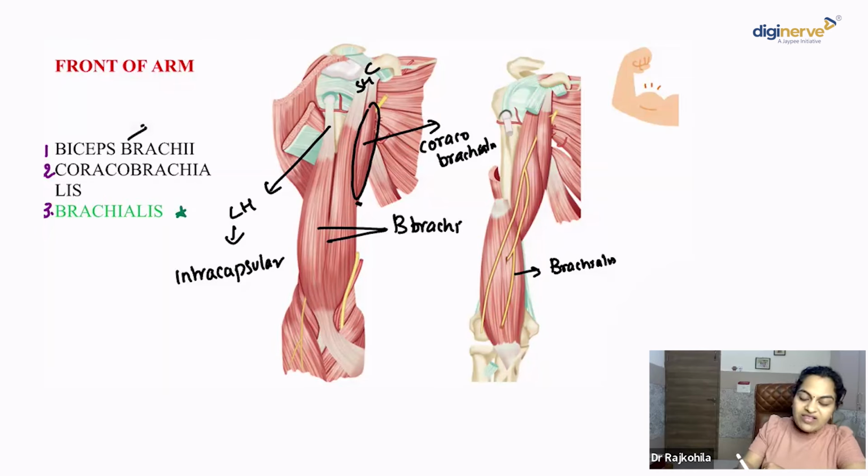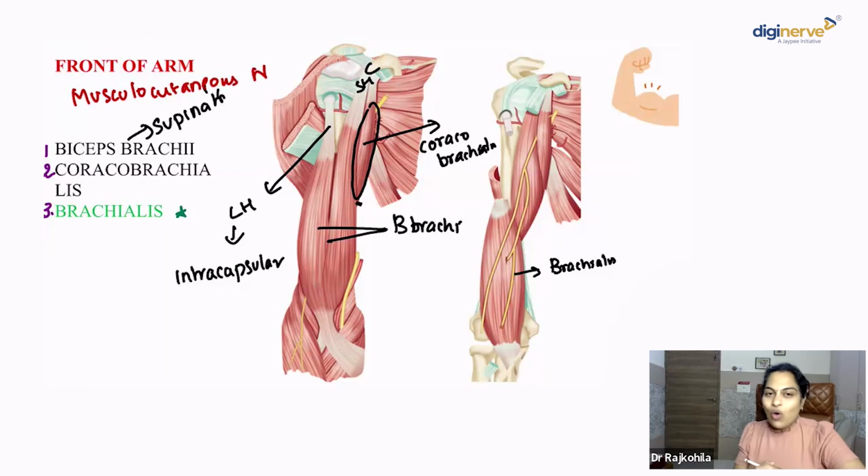In addition, the biceps brachii is a powerful supinator of your flexed forearm. All these three muscles are innervated by the musculocutaneous nerve that arises from the lateral cord of the brachial plexus. The termination of this nerve is important. It supplies the three muscles in the front of the arm and then continues downwards into the forearm as the lateral cutaneous nerve of forearm.